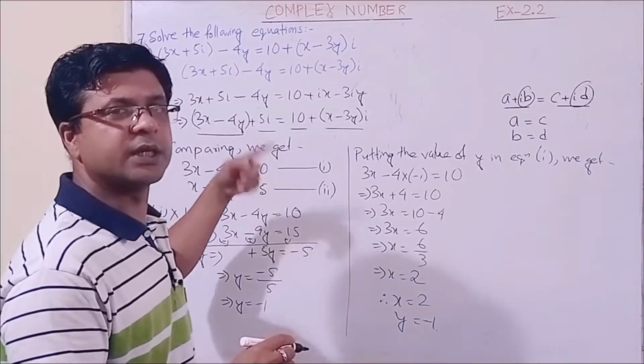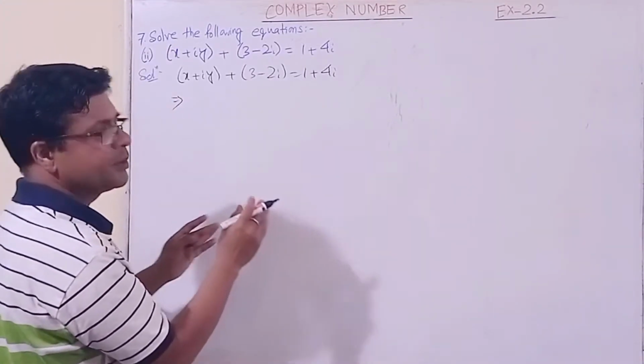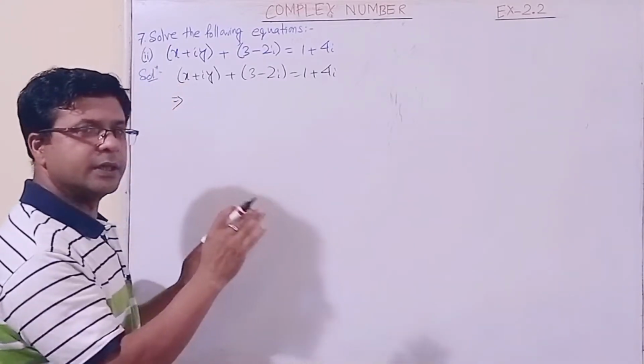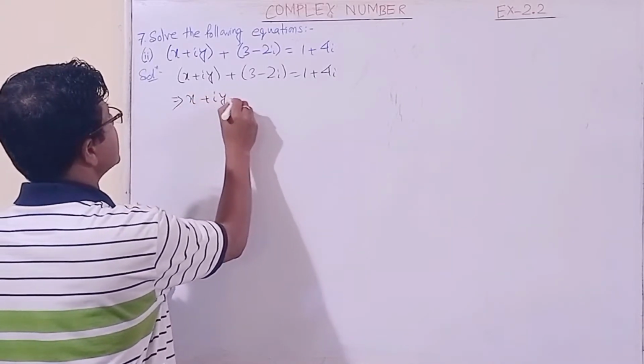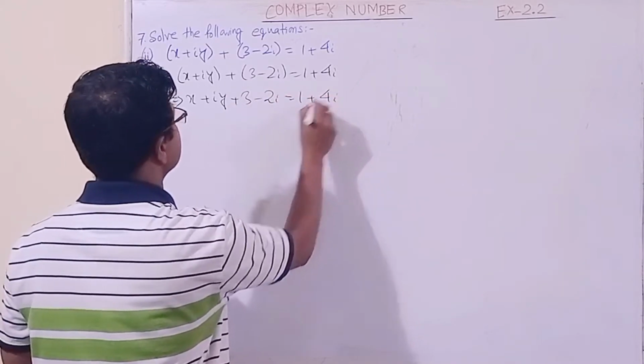Now, let us take the second one. Here we have taken the second equation. Here also the same concept: real part equal to real part, imaginary part equal to imaginary part. So here let us separate them: iy plus 3 minus 2i, y, 1 plus 4i.